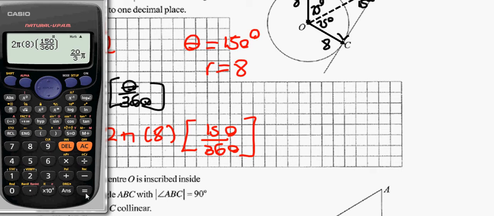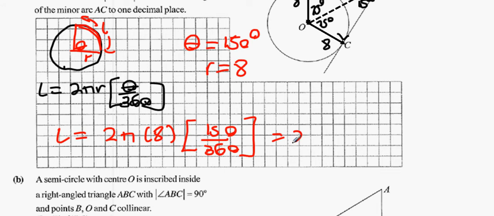Now we can see that that turns out to be 20.94, and I want it to one decimal place, so it's going to be 20.9 centimeters. Okay.